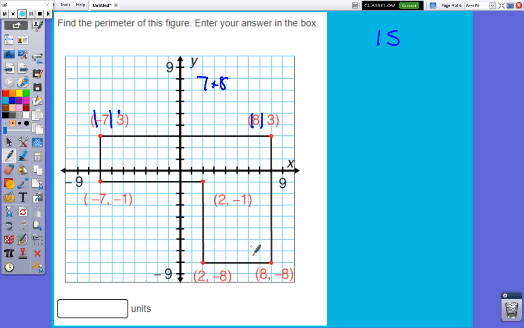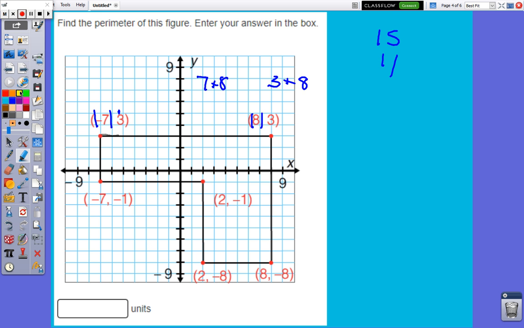The x-intercepts are the same, so I'll focus on the y-intercepts. They are in different quadrants, so I'll add. The absolute value of 3 is 3, plus the absolute value of -8 is 8. 3 plus 8 is 11. Done with this side.